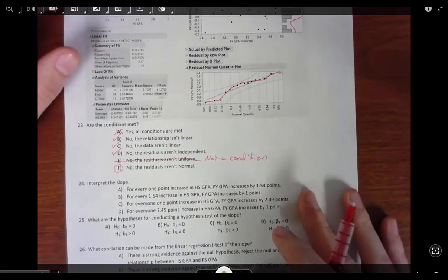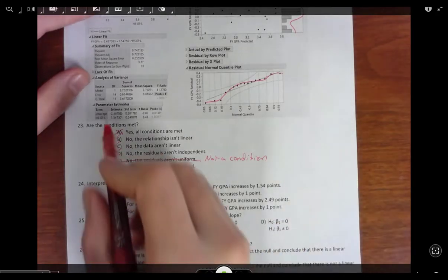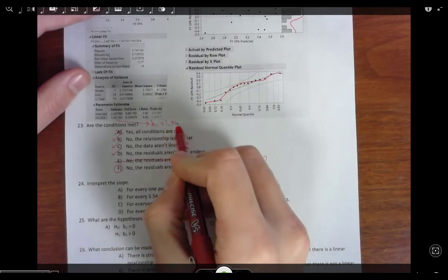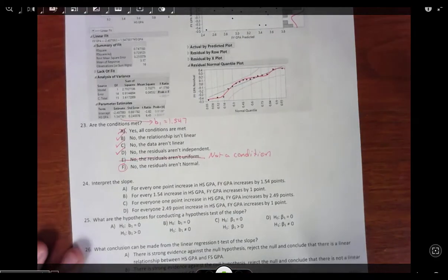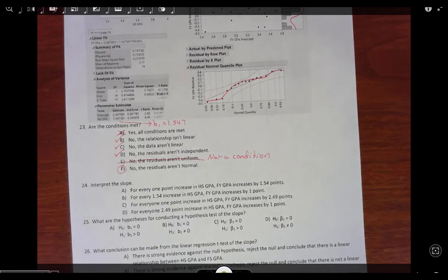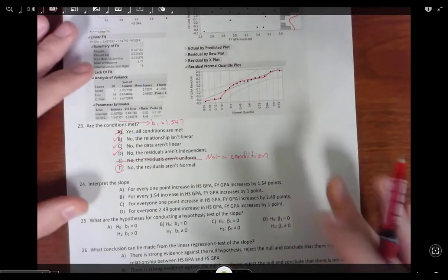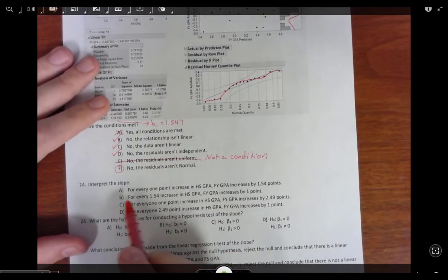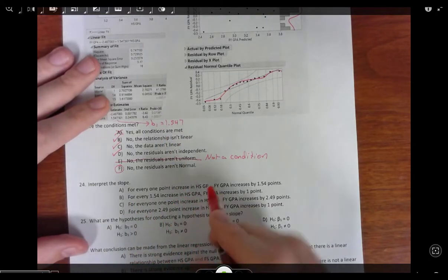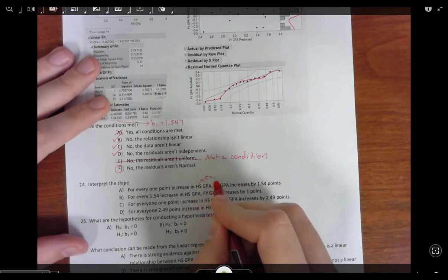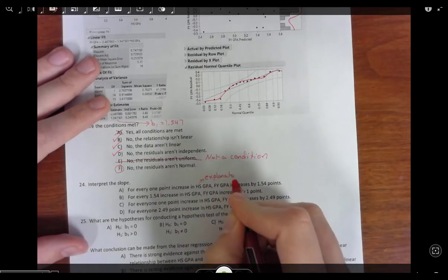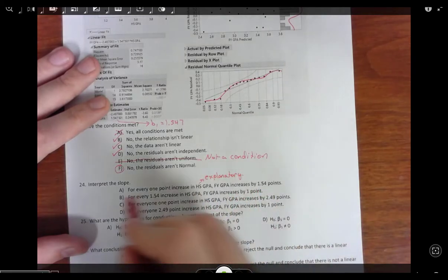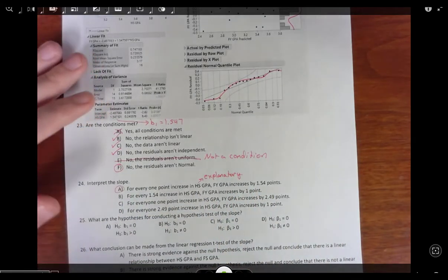So we want to interpret our slope. It tells us our slope is right here. So this is B1, and that's going to be 1.547. How we interpret our slope is that for every 1 unit increase in x, we expect y to get bigger by whatever our slope is, since our slope is positive. So A says for every 1 point increase in high school GPA, this is our explanatory variable, first year GPA increases by 1.54 points, which is exactly what we want to say.